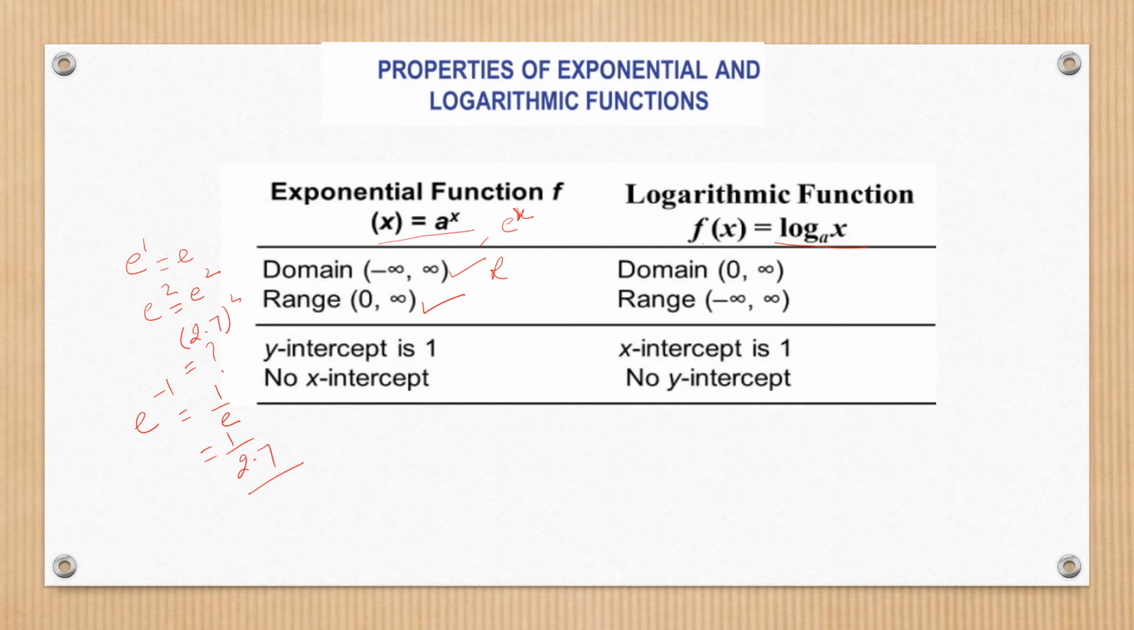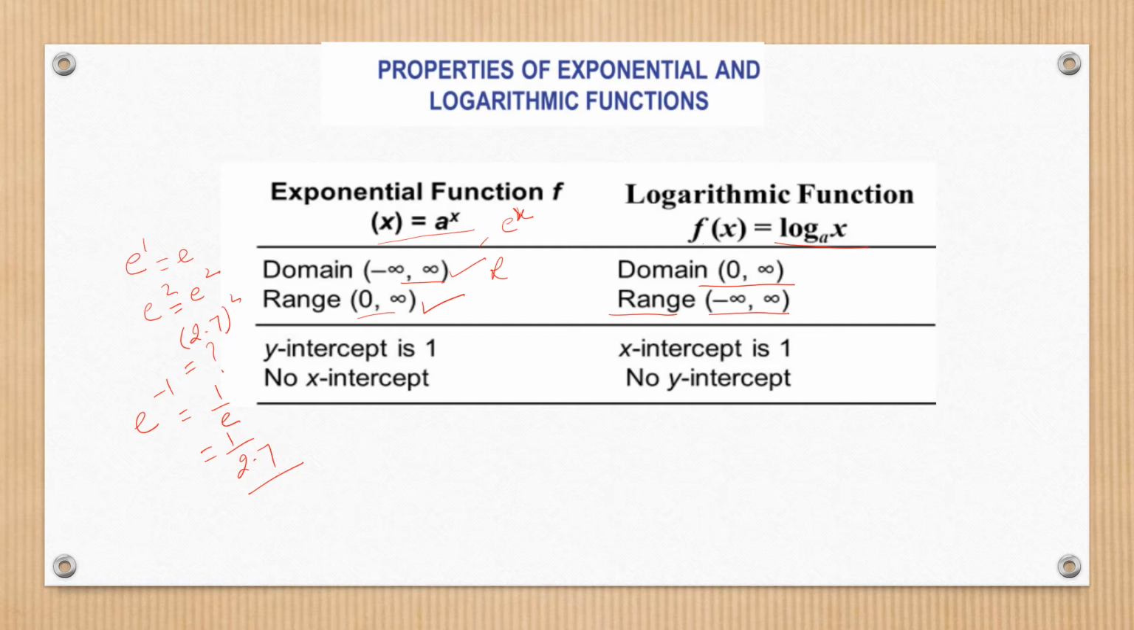Now since log is a function which is the inverse of the exponential function, the domain changes to range and range changes to domain, right? So the domain of this function is what the range of the exponential function was, that is 0 to infinity, and the range is what the domain of the exponential function was, -infinity to infinity.